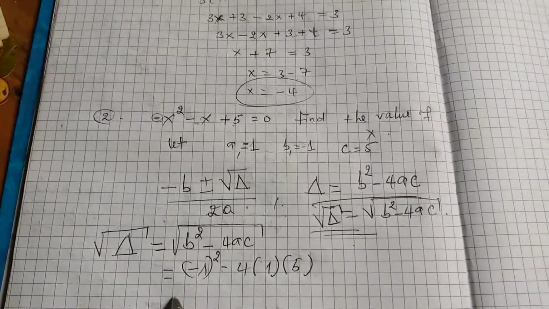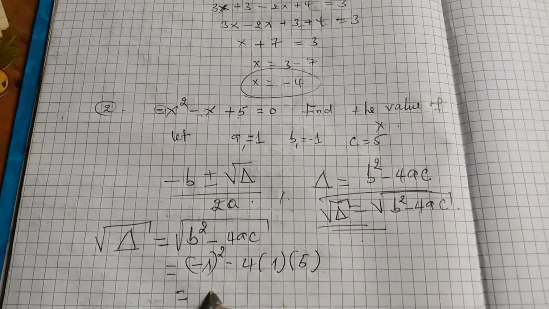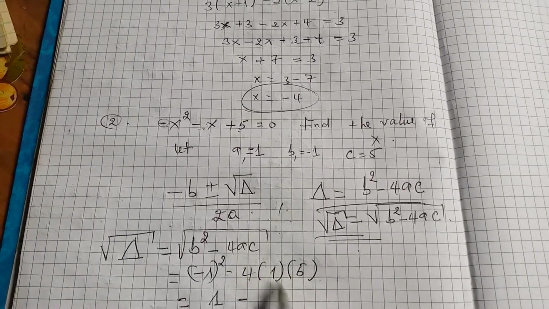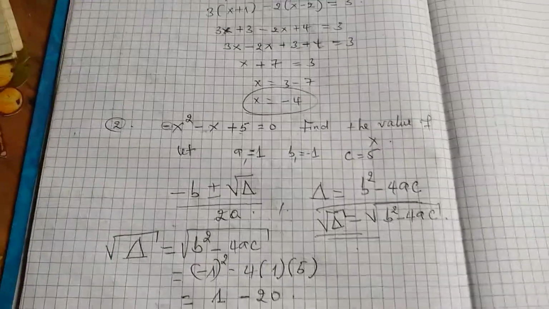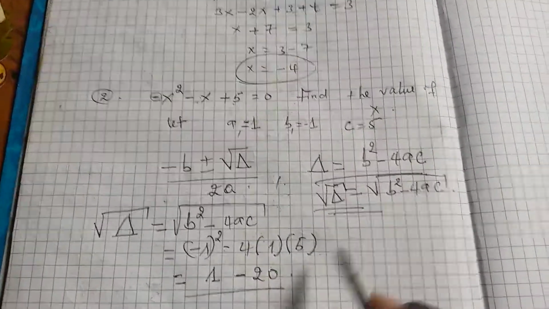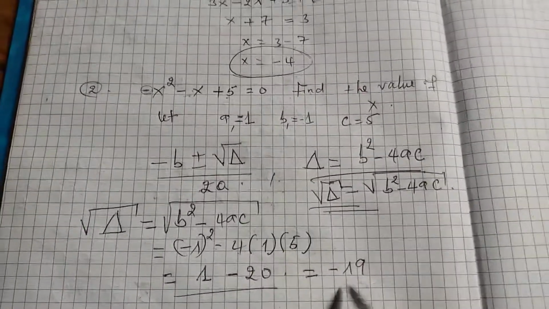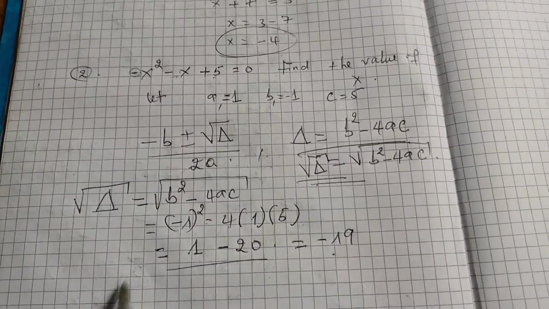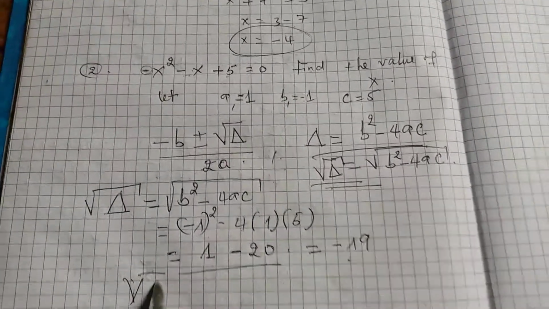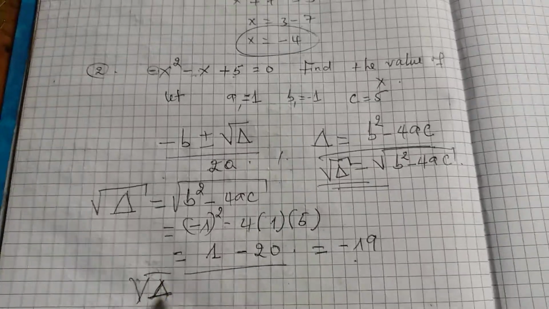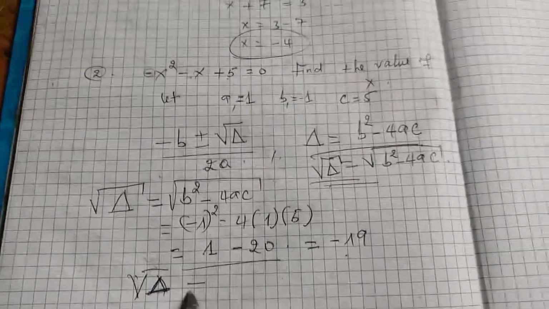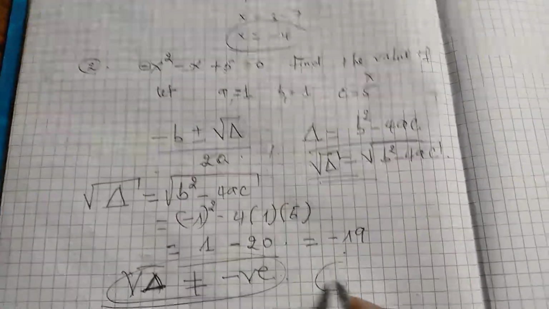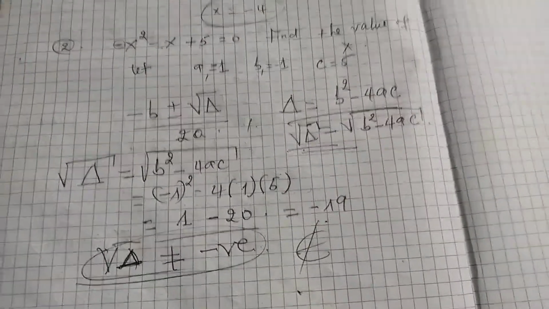And here we will find that this will be equal to 1 minus 20. So if we find that it brings a minus, the answer is minus 19. So the discriminant can't be 0. The square root of the discriminant can't be negative. So you have to explain that this doesn't exist.